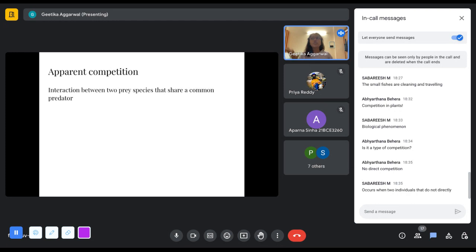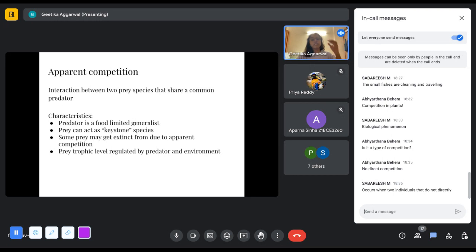So A was not trying to harm B while it was increasing its population, but in the end, it has harmed the other prey species as well. So it was an indirect competition of sorts. It appears to be a competition between the two prey species that share the common predator. Is that okay?